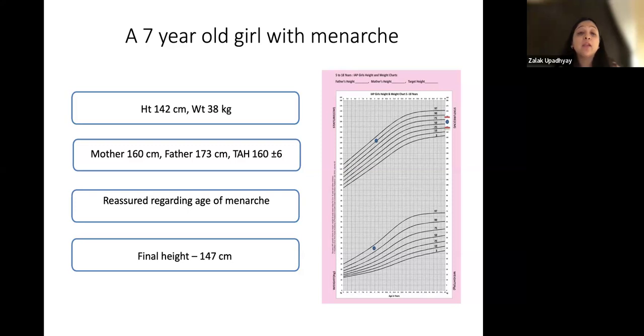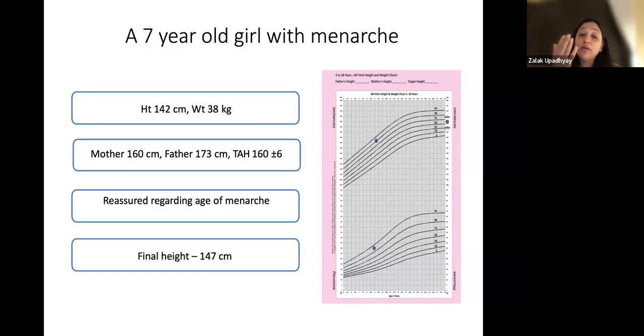She has menarche. Look at the parents' height. The MPH was 160 plus or minus 6. She only grew up to 147 centimeters. She remained short, not even 5 feet. They were told, okay, it is okay regarding the age of menarche. It happens sometimes. Don't do anything. Don't give hormone injections. This is what we see in routine practice also. Why do you want to stop? This is natural. No. Here it is 147.